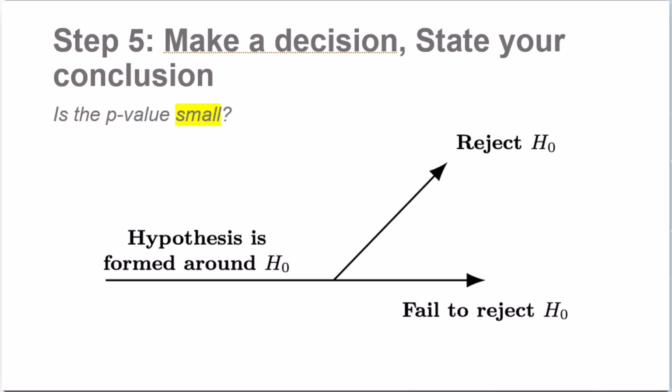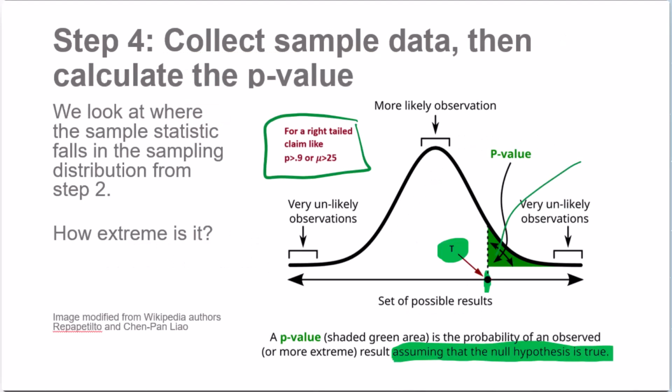So this little diagram here has our starting assumption. Hypothesis is formed around H0. So we're assuming that H0 is true, and then we're calculating that p-value. And the question we're asking here is, is the p-value small? If it is small, that would represent, scooching back to this other picture, that our test statistic is quite extreme. It's either significantly high or significantly low, depending upon what direction we're going.